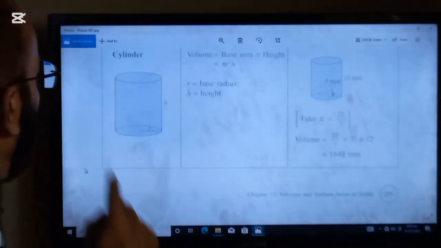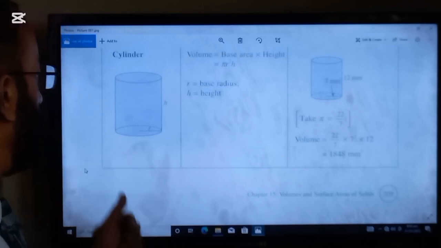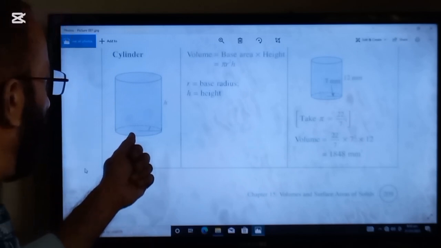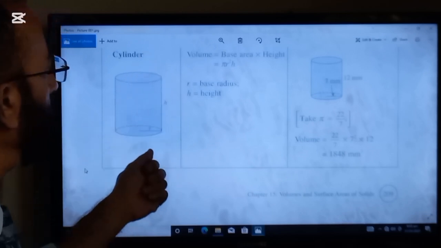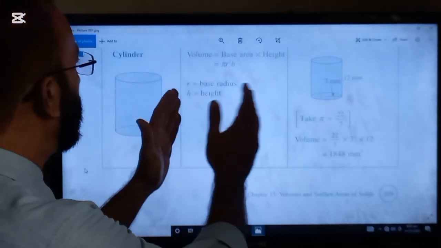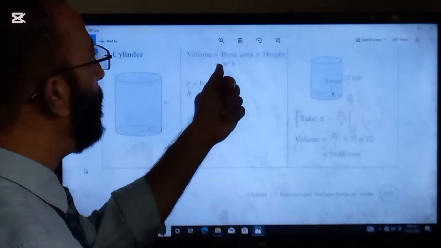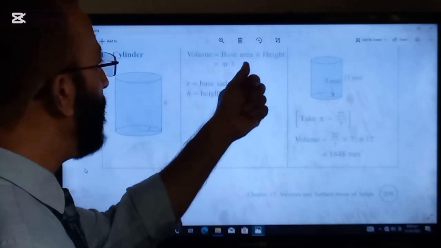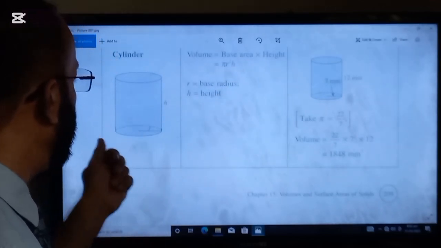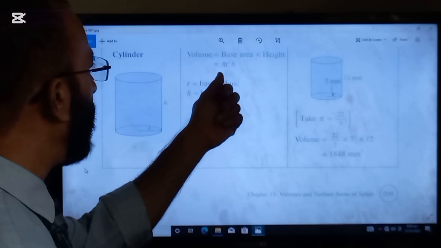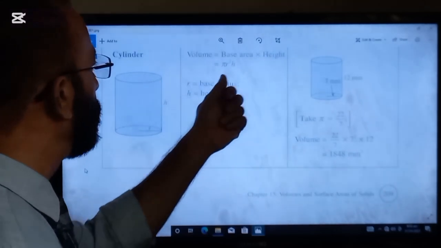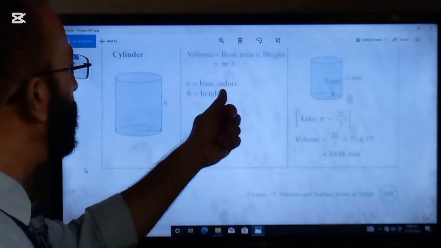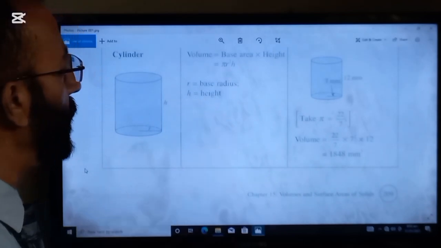The next important figure is a cylinder. For example, this is the radius of the circle and this is the height of the cylinder. The volume formula for the cylinder is base area into height, because the base area is a circle and the circle's area is pi r square, and height is h. So the formula is pi r square h, where r is the base radius and h is the height.